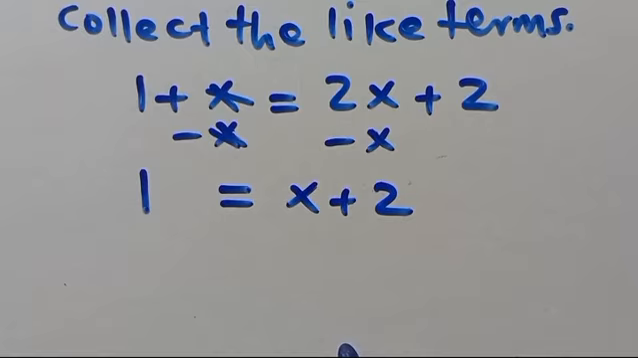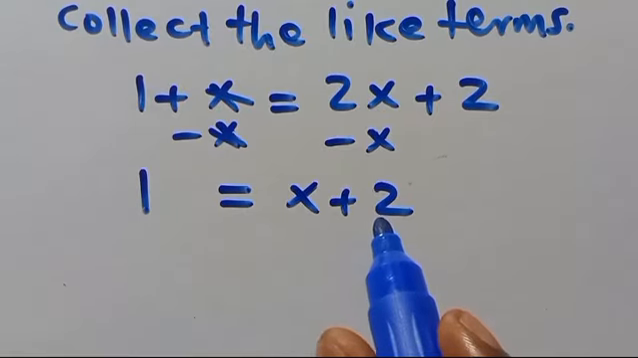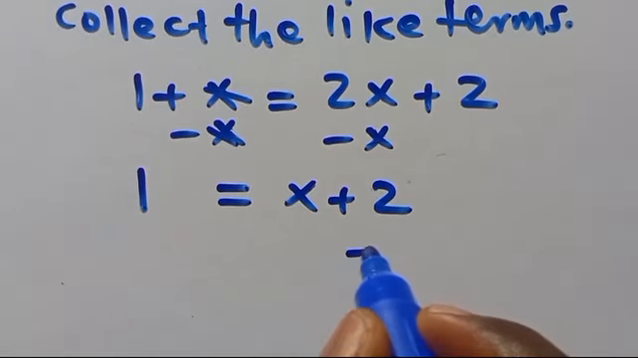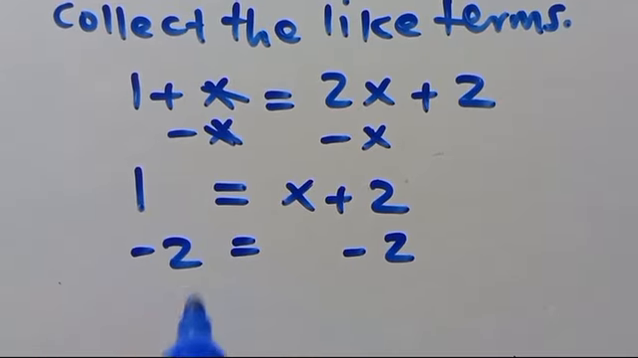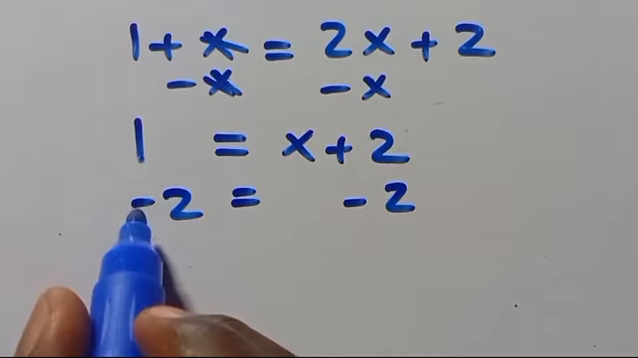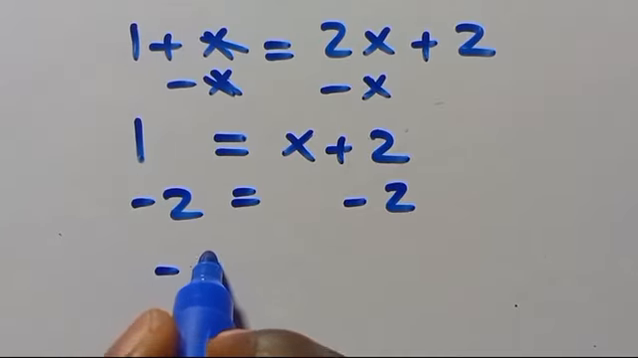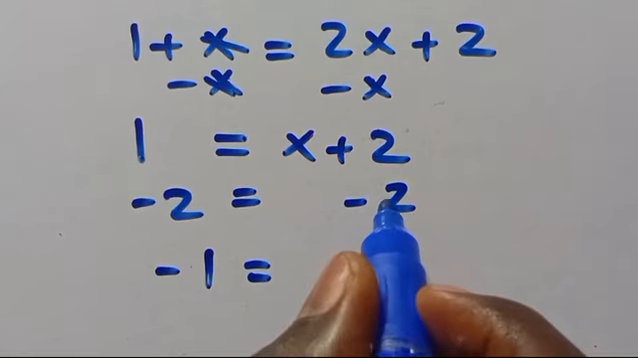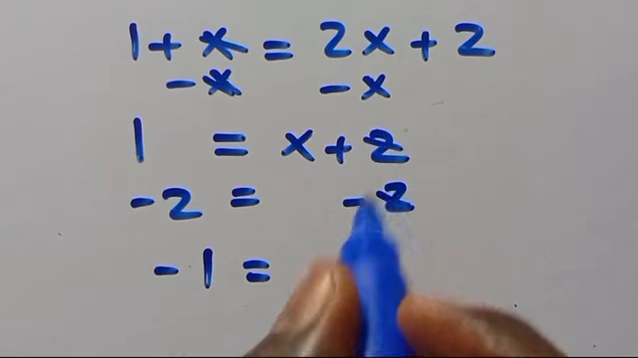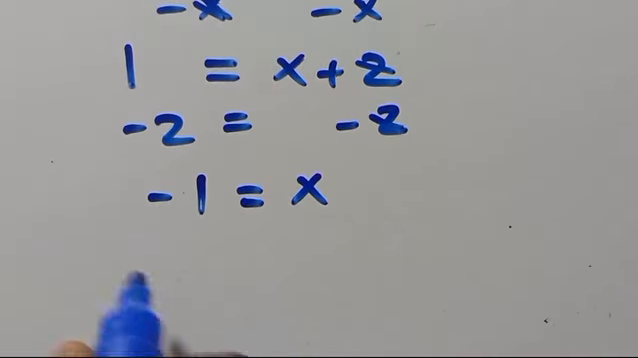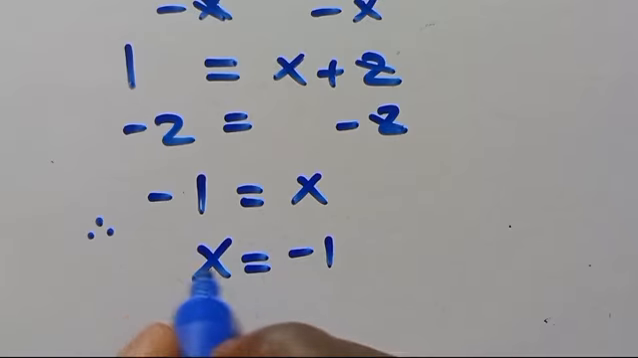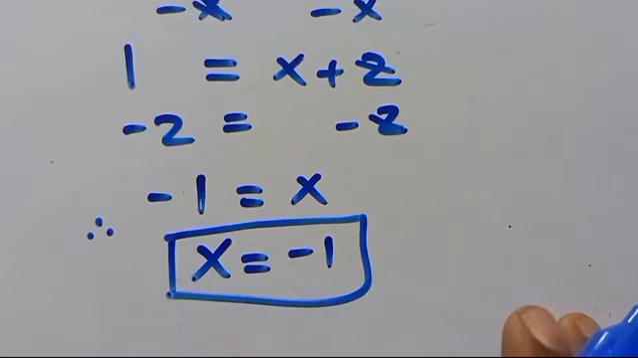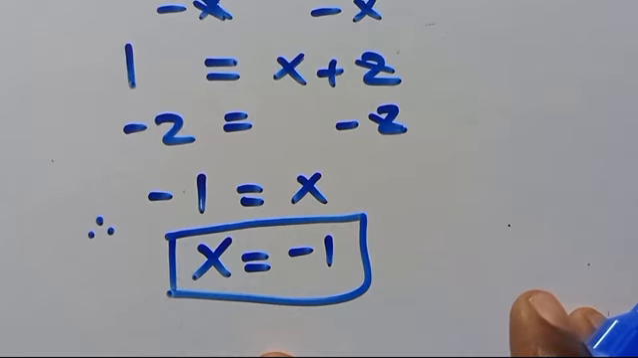Likewise, let's subtract 2. Since we have plus 2 here, when we subtract 2 from this side and 2 from this side, 1 minus 2 will be equal to minus 1, and 2 minus 2 will cancel out. We have x. So from here we can declare finally x equals minus 1. So x equals minus 1 is the solution.